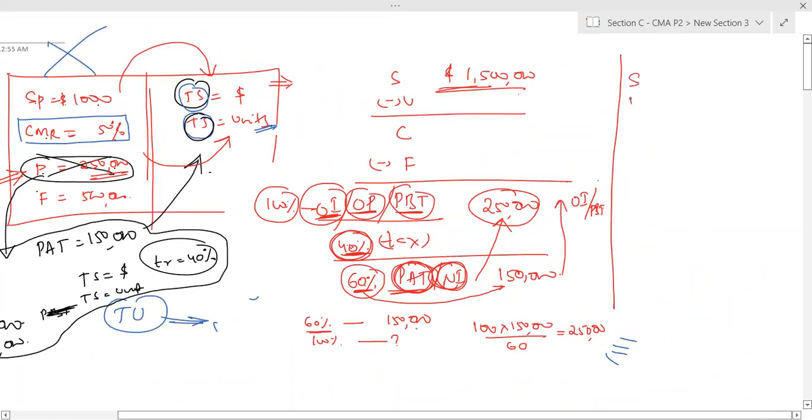Sales, variable cost, contribution, fixed cost, profit before tax or operating profit or simple profit. So we already calculated here 250,000, which is not given in the question. Profit tax is tax, and the profit after tax is given as 150, and we calculated in this way.